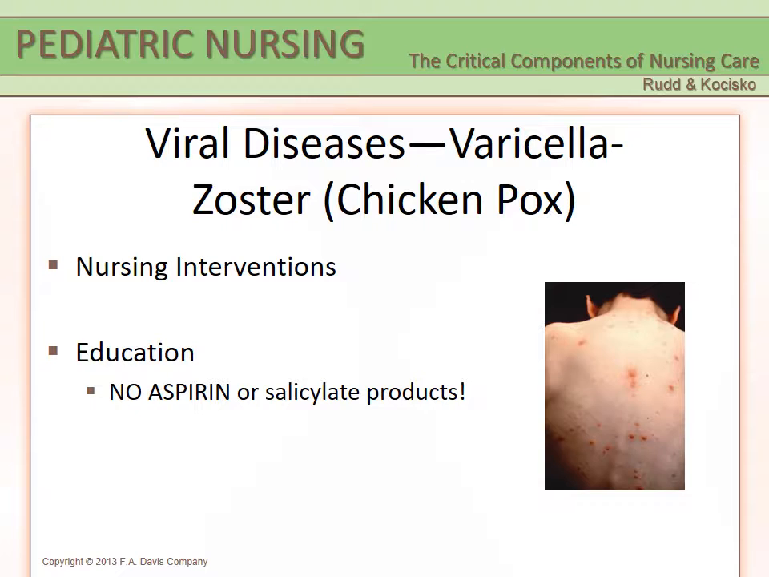So even if the child doesn't have a fever, is feeling better, if those vesicles on the body are still open, they cannot go to school. They need to be isolated.